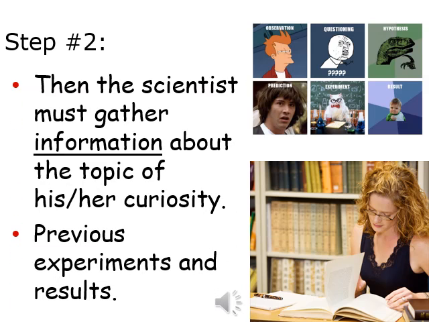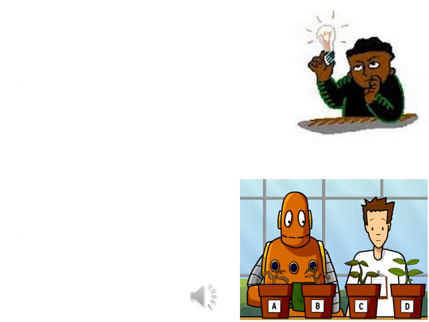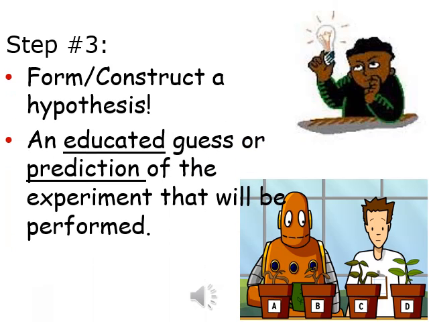Then the scientist must gather information about the topic of his or her curiosity, and they need to research previous experiments and results. If you don't research those previous experiments and results, you may be reinventing the wheel, and that's a waste of time, and time is money. Then you make an educated guess or prediction of the experiment that will be performed.